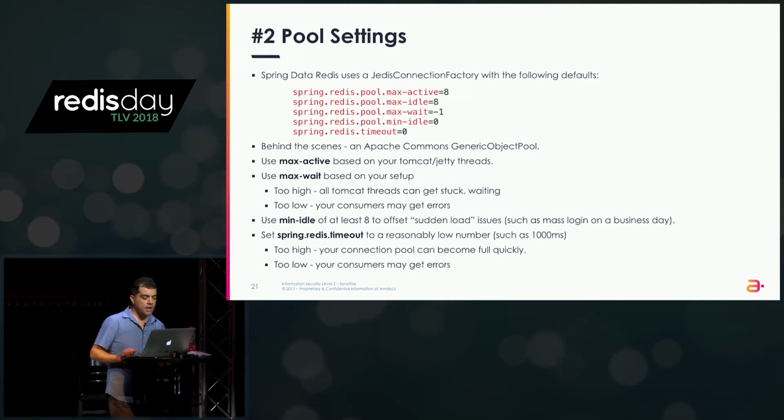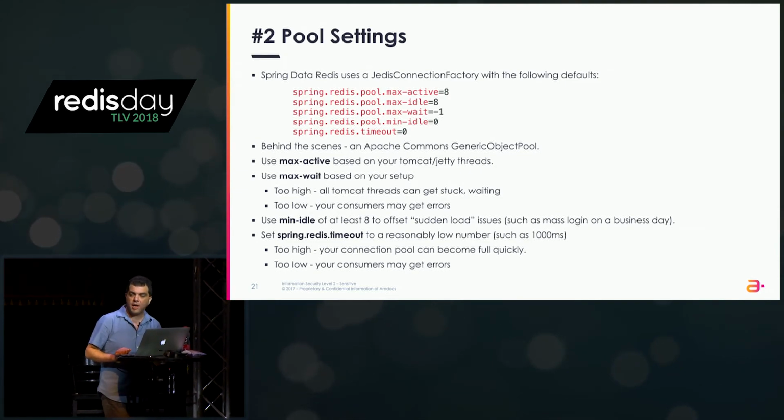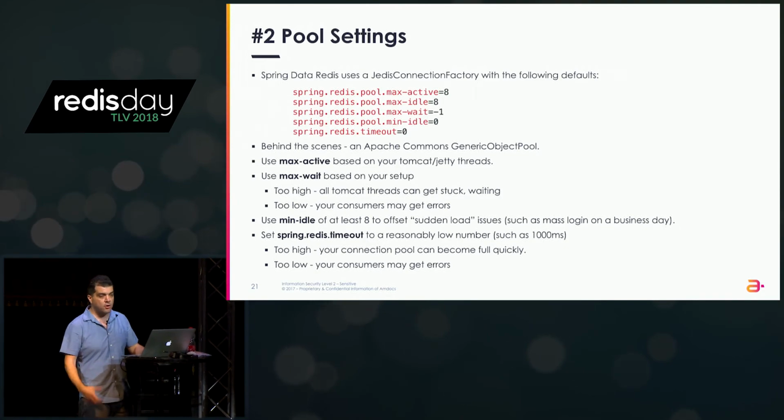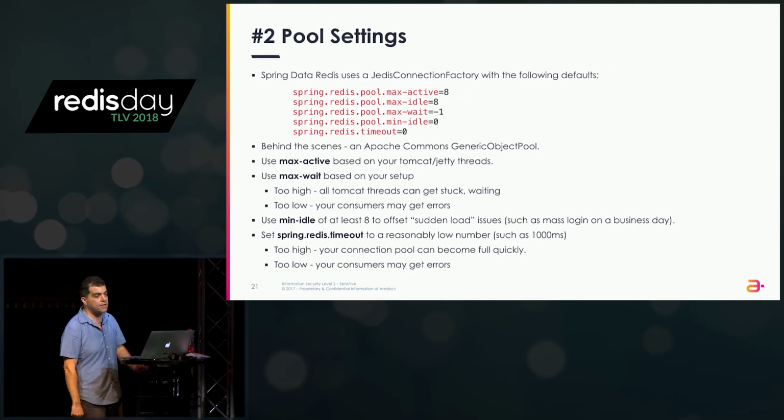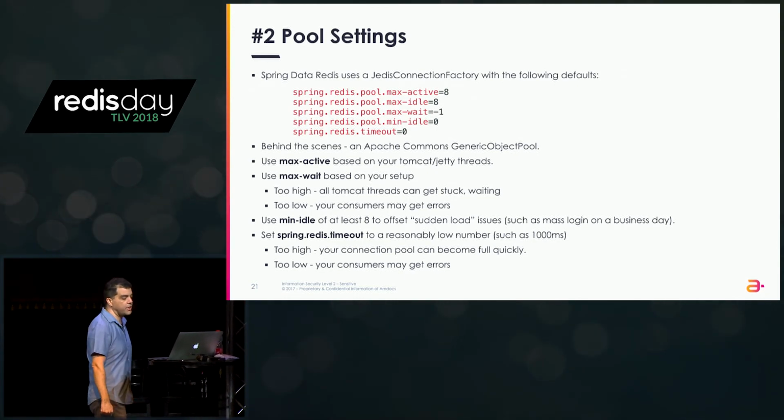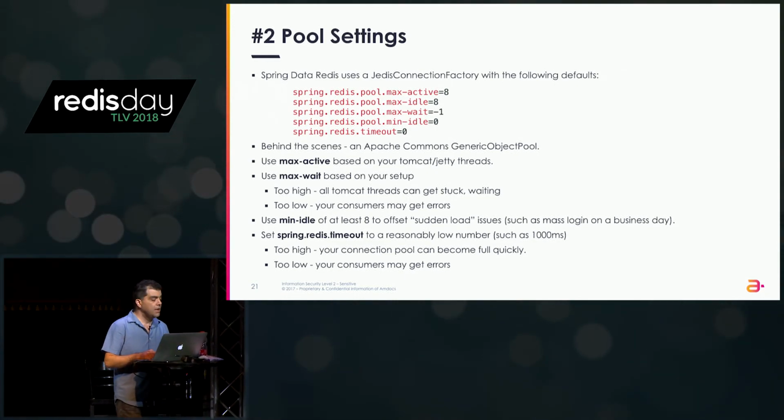So this is using Redis connection factory behind the scenes, which is actually just a generic object pool of connections. And these are the default values that are provided if you just take the framework as is from start.spring.io. I would encourage you to change them for production.